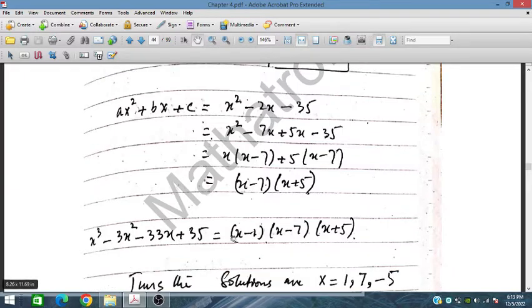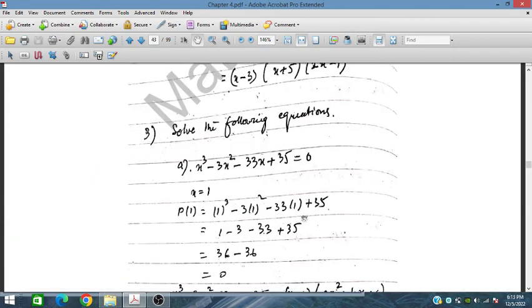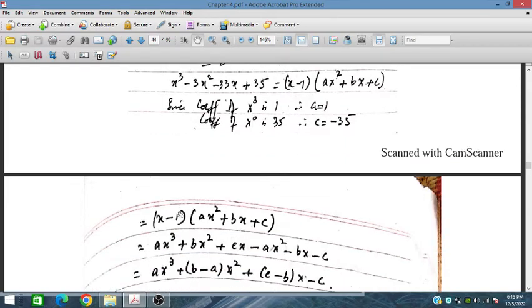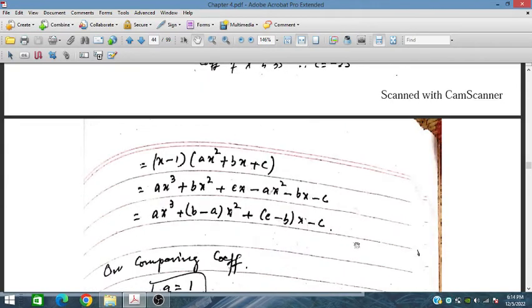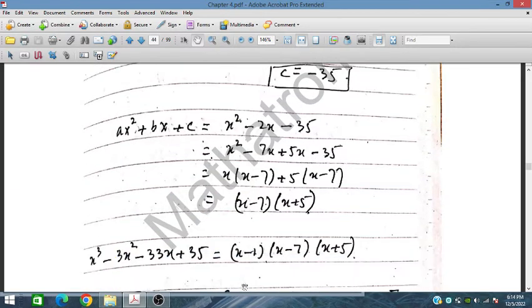So this polynomial can be written as x minus 1. This x minus 1 is found by inspection: x is equal to 1. So x minus 1 is one of the factors, and the remaining factors are obtained this way. So this is the second portion. So x minus 1, x minus 7 and x plus 5.